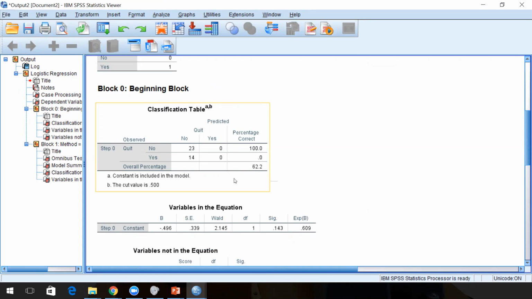That's just to give us a baseline and figure out that you could get this good by just saying everyone did not quit. It sounds good. You got 62% right, but it's not really a big accomplishment. It's the baseline. It's what anyone could do by just predicting everyone did not quit. Right.